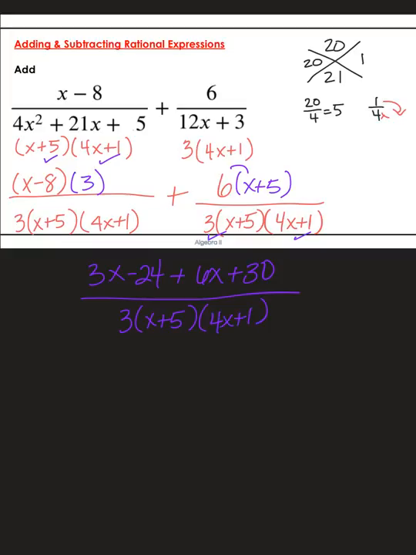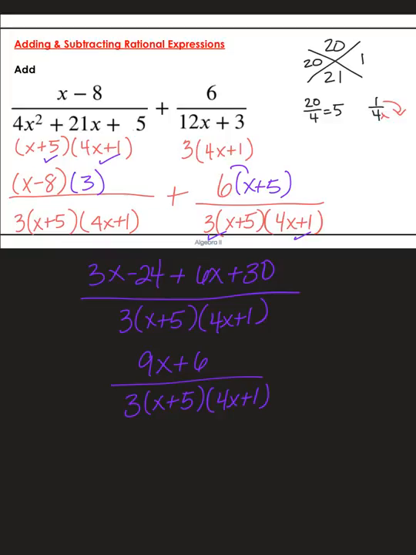And then I just need to simplify my numerator. So I have a 3x and a 6x. That's going to give me 9x. Then I have a negative 24 and a positive 30. That's going to give me plus 6. So 9x + 6, and that's going to be over 3 times (x + 5) times (4x + 1). Now, this one is a little bit different because I have this 9x + 6 in the numerator, which I can factor out to see if I can simplify anything.